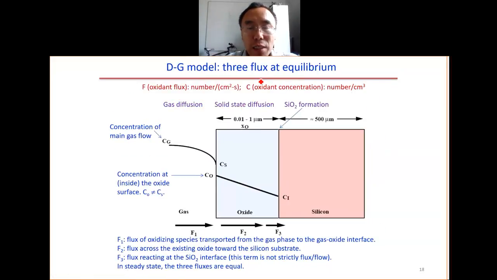Now let's derive this Deal-Grove model. Here we talk about the flux. Flux is the number per square centimeter per second. C is the oxidant concentration, number per cubic centimeter, of oxygen or water molecules. First, this is the main gas flow. Then it comes to the surface, then gets dissolved inside the surface, then diffuses through this oxide film and comes to this interface. Then we have the silicon oxide formation.